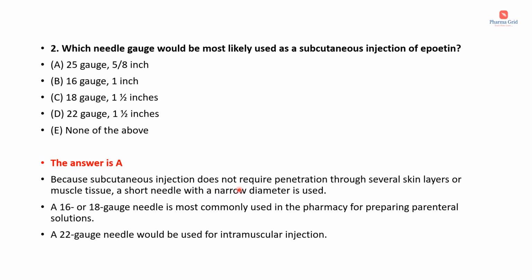Because subcutaneous injection does not require penetration through several skin layers or muscle tissue, a short needle with a narrow diameter is used. A 16 or 18 gauge needle is most commonly used in the pharmacy for preparing parenteral solutions. A 22 gauge needle would be used for intramuscular injection.